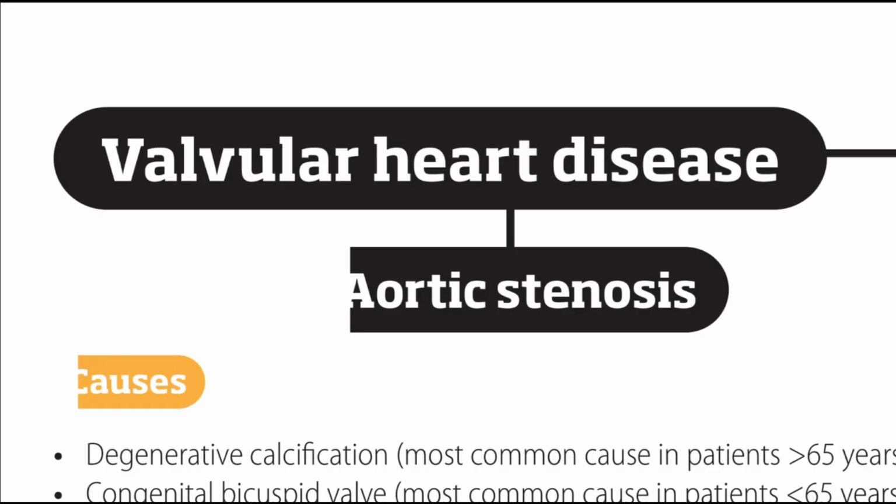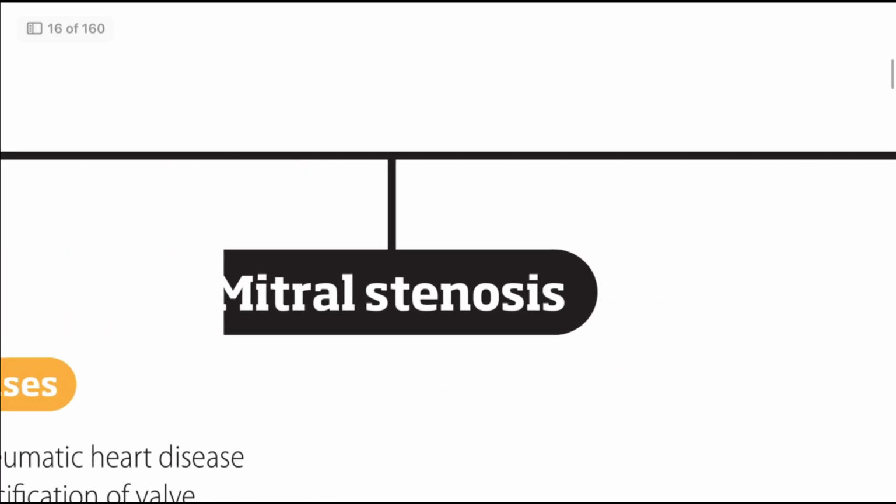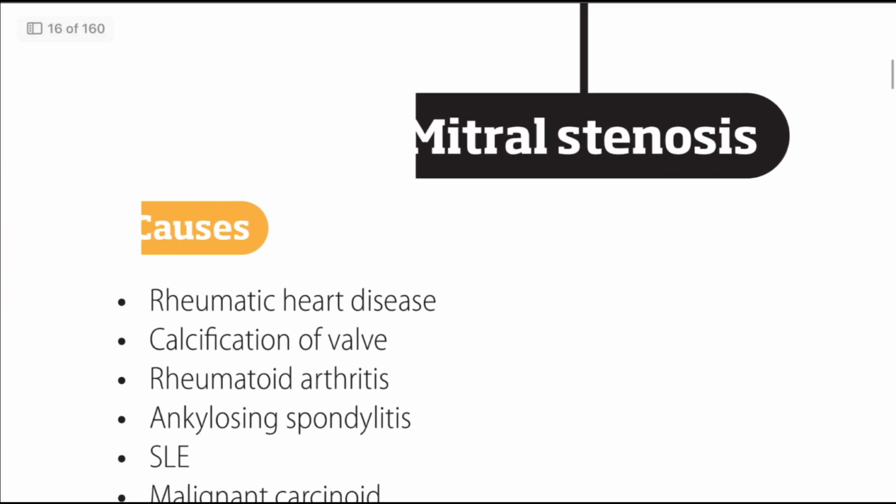First, valvular heart diseases. We have a total of four different types. But before that, whenever we are doing auscultation of the chest, we always have to focus on whether it is a systolic murmur or a diastolic murmur. First we are going to discuss a diastolic murmur, that is mitral stenosis.